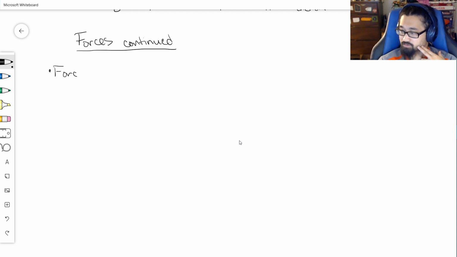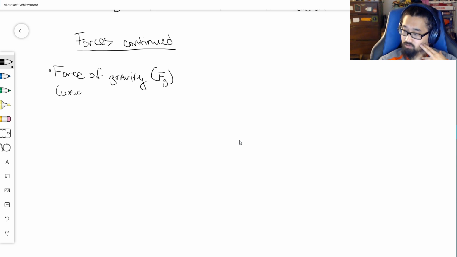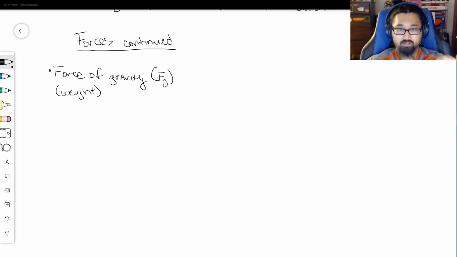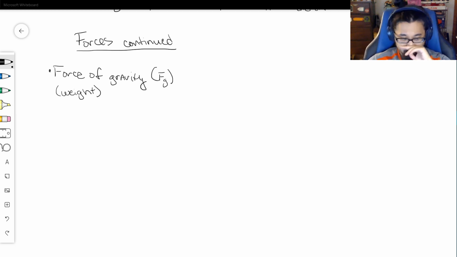Force of gravity, or F with a subscript G, also known as an object's weight. So the weight of an object is the force of gravity acting on that object. Your weight on Earth is equal to the force of gravity acting on you on Earth. Which should kind of make sense. Now your weight will change based on what planet you're on.